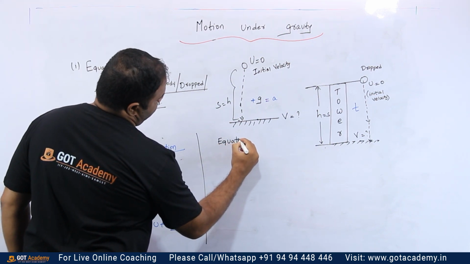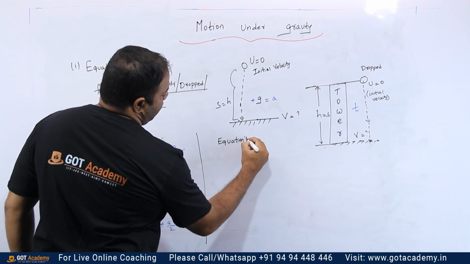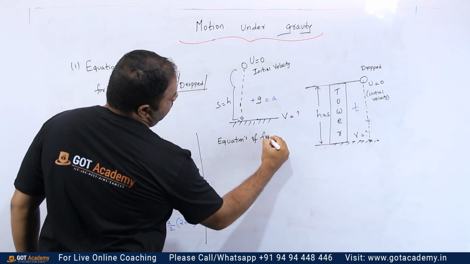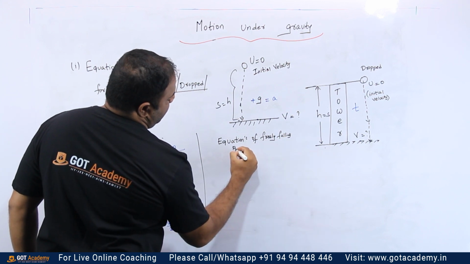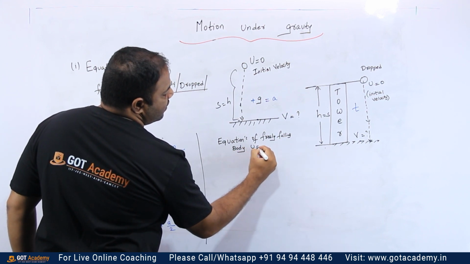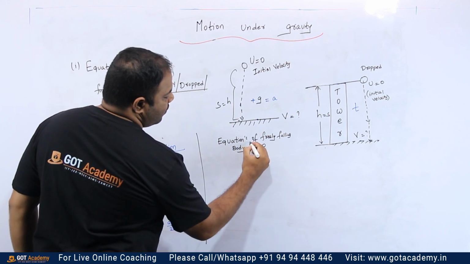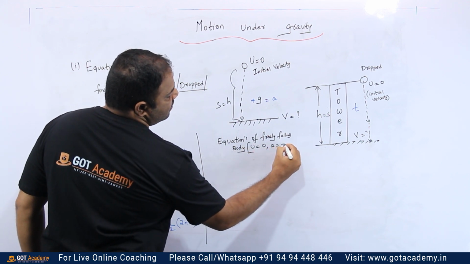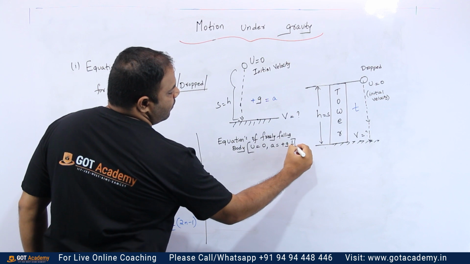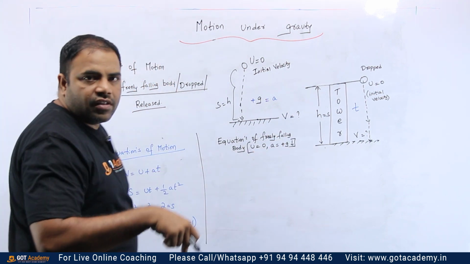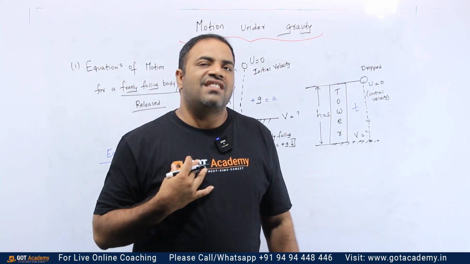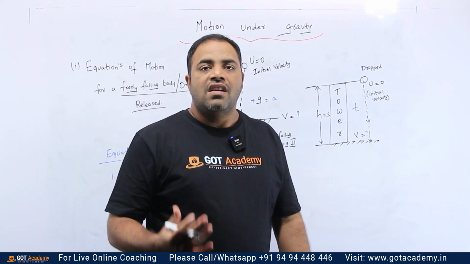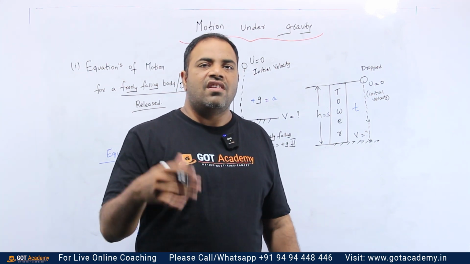Equations of a freely falling body. Assume the initial velocity is 0, which we know, and the acceleration, since it is coming downwards, is plus g. This downward arrow tells you that it is coming downwards, as the Earth is attracting it. So we can say that the body is a friend of the Earth. If it is a friend, you take it as positive, like that you assume.